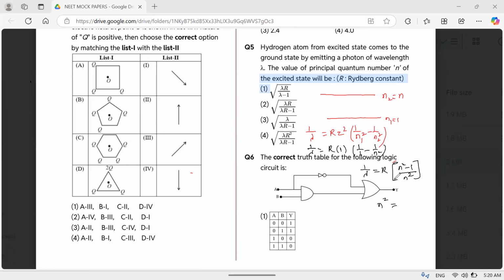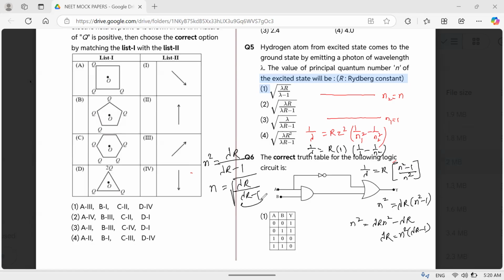Lambda will go on the other side. So it is lambda into R into n squared minus 1. So n squared equals lambda R n squared minus lambda R. Take all the n terms on one side. So lambda R equals n squared times lambda R minus 1. That means n squared equals lambda R divided by lambda R minus 1. So n will be equal to the square root of lambda R divided by lambda R minus 1. This must be the answer.